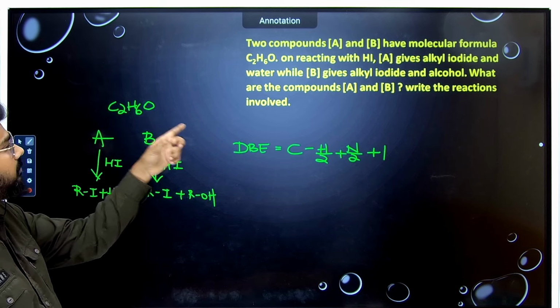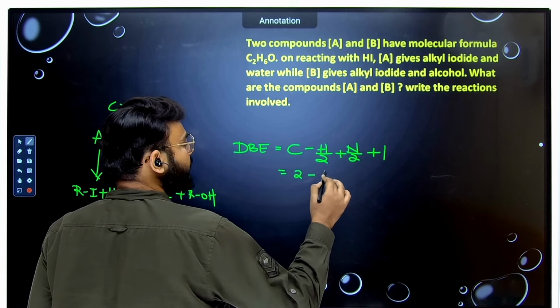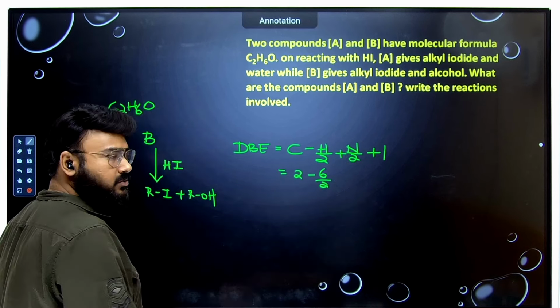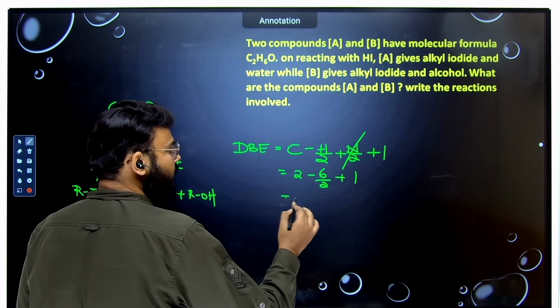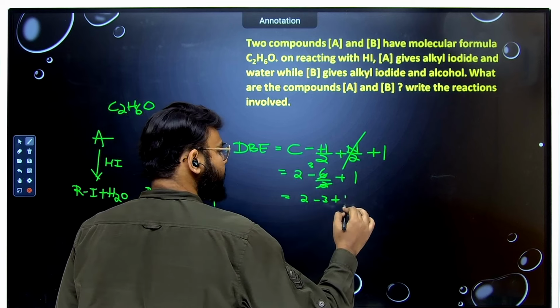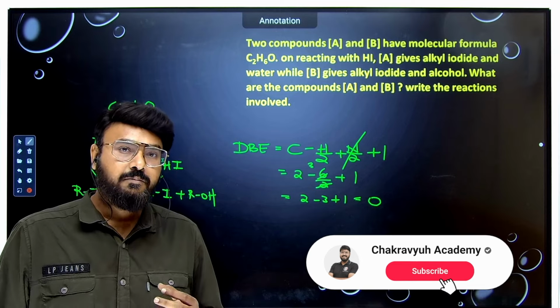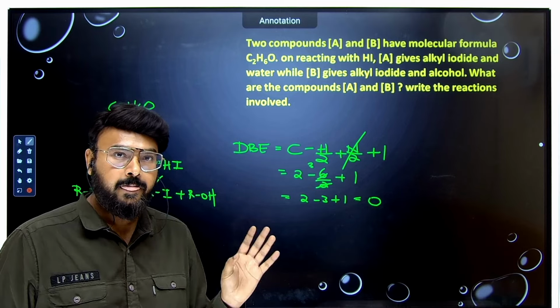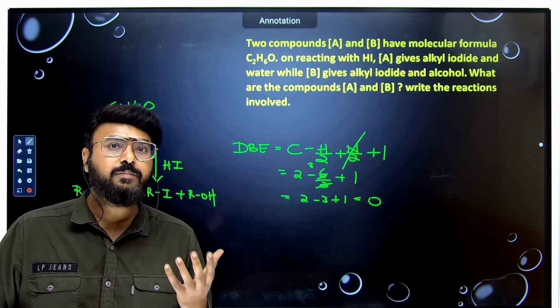Based on the formula, we can fit the values. Carbon is 2 minus 6 by 2. Nitrogen is not there, so we will ignore this part. Plus 1. So what do we get? 2 minus 3 plus 1 is equal to 0. It means one thing is very clear, there is no double bond. So the possibility of aldehyde is ruled out. So it could be either an alcohol or an ether, or it could be both.